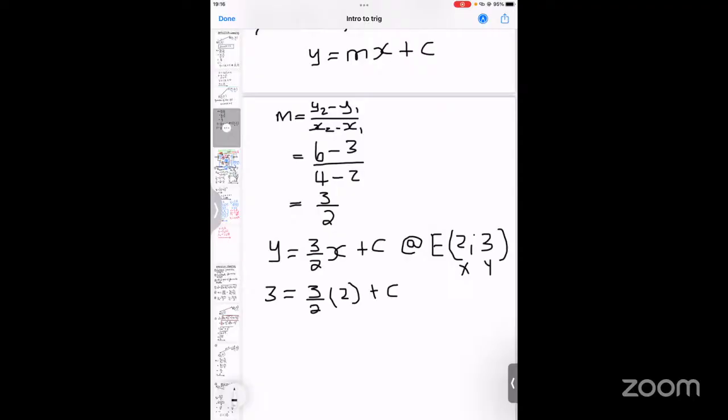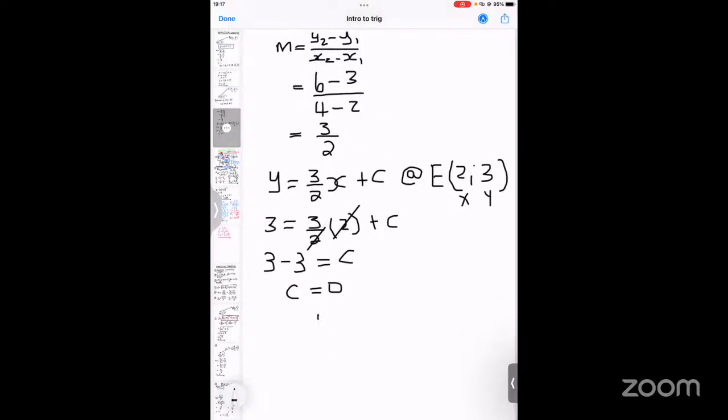So can you see now? That will cancel with that. And then you have 3 that you need to take to the other side. That is equals to c. So that means your c ends up being equal to 0. Therefore, the equation of that line is y equals, the gradient, we got it to be 3 over 2x, and then our c, we got it to be 0. So finally, our equation of that straight line is this.